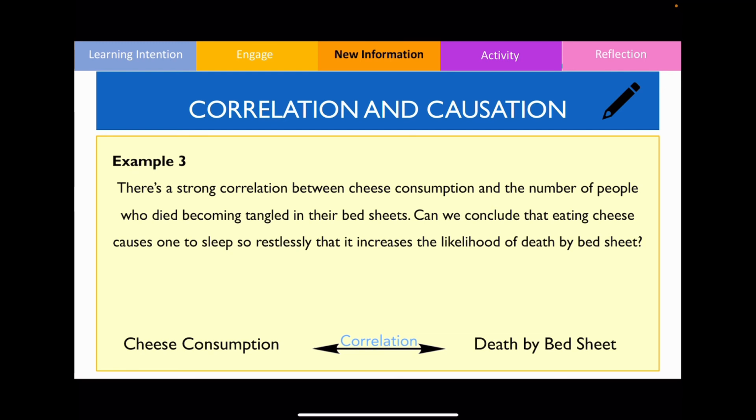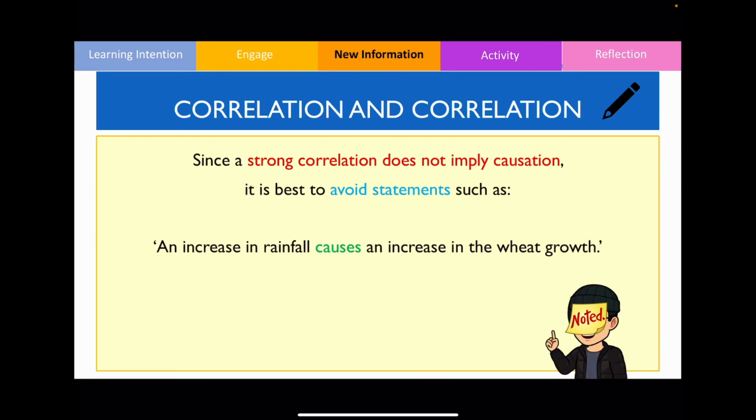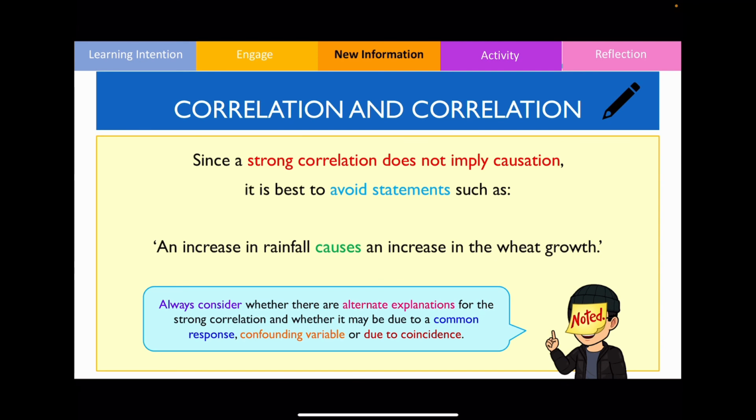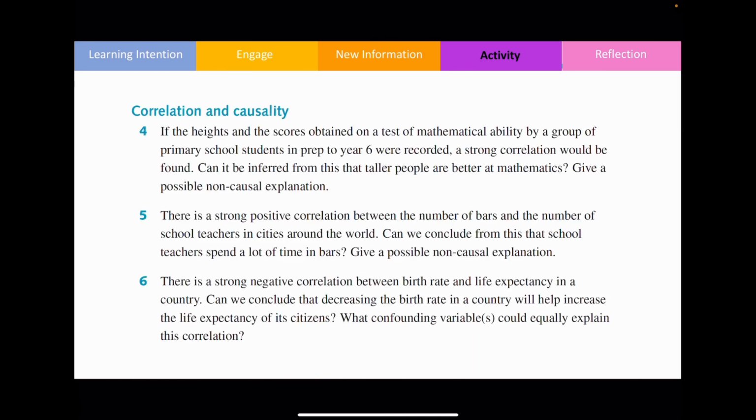As a result, we explain that the high correlation between high cheese consumption and high death is due to coincidence, not causation. By now, you should understand the difference between high correlation and causation, and you should be avoiding statements that suggest that there is a causation or a high probability that it will occur. Always consider that there are alternative explanations, and whether it is due to a common response, a confounding variable, or due to coincidence. What I'd like you to do now is please answer questions from exercise 7D to get further practice.